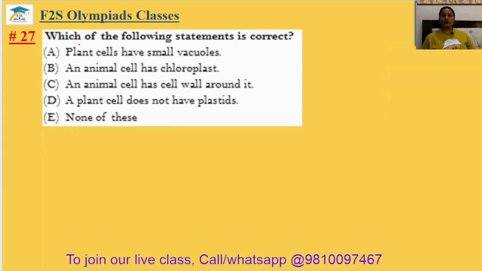Question number 27. Which one of the following statement is correct? Plant cells have small vacuole. No, plant cells have large vacuole. An animal cell has chloroplast. No, plant cell has chloroplast. An animal cell has cell wall around it. No, they have cell membrane around it. Plant cell does not have plastid. Wrong. Plant cell has plastids. Answer will be none of these. 27th answer is option E.